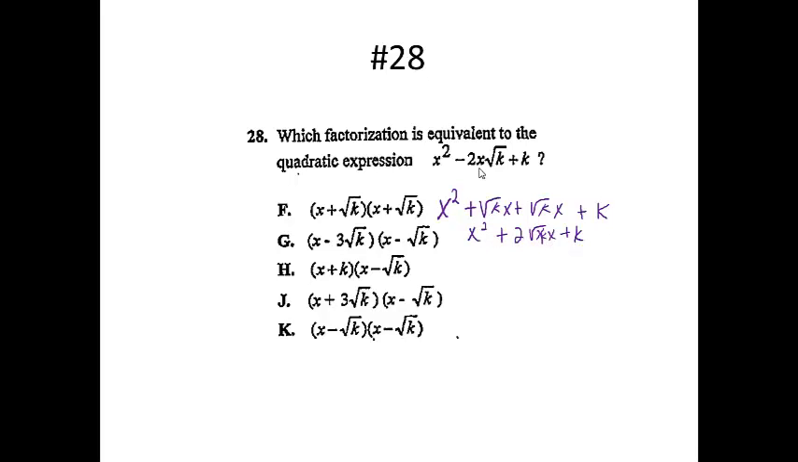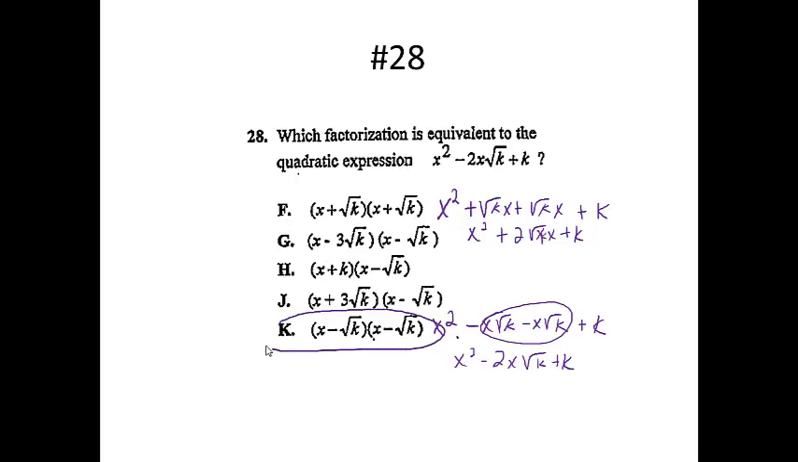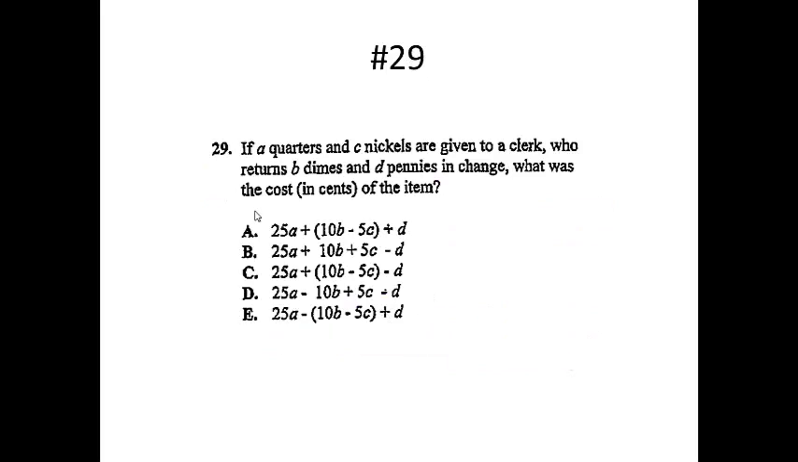So I notice that I'm very close to having the right answer. I'm just missing a minus sign. So I'm actually going to go to the choice that looks almost like that, but there's two minus signs. So I'm going to try K next. This will give me x squared minus x square root k minus x square root k plus k once again. And then these two combine to give me x squared minus 2x square root k plus k. And notice that's the answer. So my answer is going to be K.